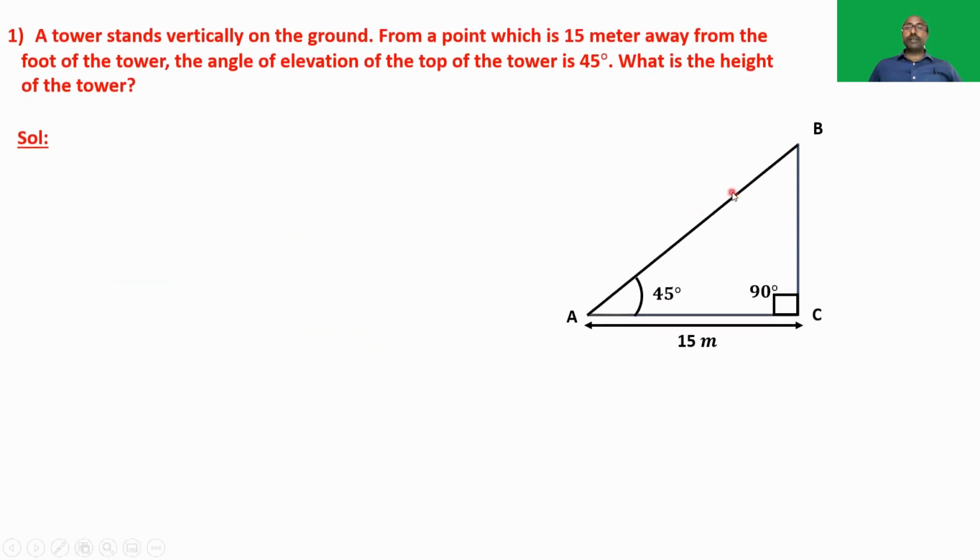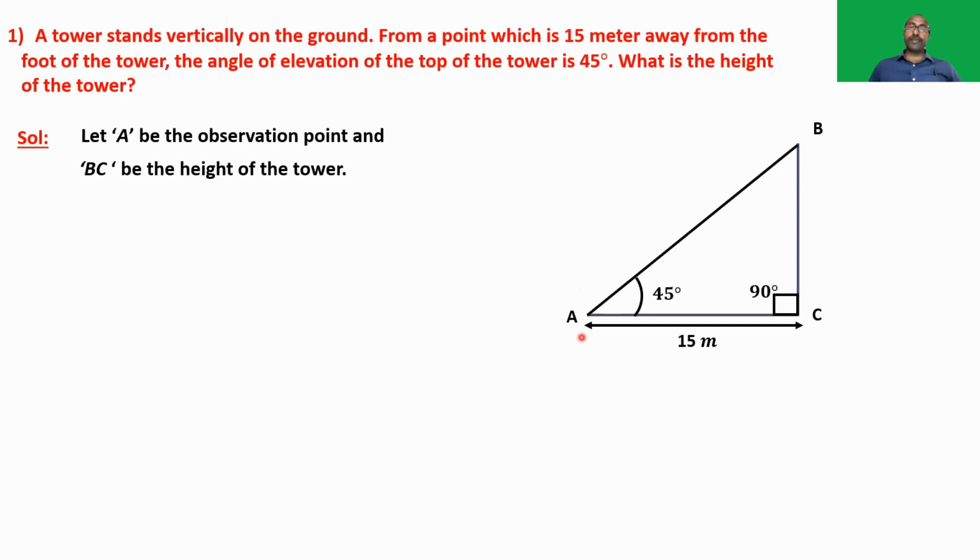Okay. So before solving the problem, we must write what is what. That is, let A be the observation point and BC be the height of the tower. Now, what is given here? Angle BAC is equal to 45 degrees and AC is equal to 15 meters. Now, in this triangle ABC, we know angle A and the adjacent side with respect to angle A, that is AC, which is equal to 15 meters. And here we have to find the height, that is BC, the height of the tower. So we have to find BC, which is the opposite side with respect to angle A. So with respect to angle A, we know the adjacent side and we have to find the opposite side.